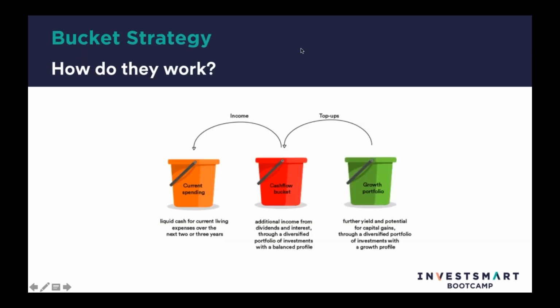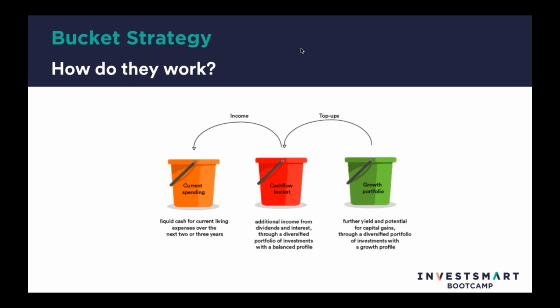This is the bucket strategy. It's one strategy that was thought up to help manage your investing, and it consists of having 3 buckets, as we can see there. The first bucket holds cash that's readily available for current living expenses, for a period of 2 to 3 years. The next bucket is the cash flow bucket, and this is additional income from dividends and interest, by investing in a diversified portfolio of investments with a balanced profile.